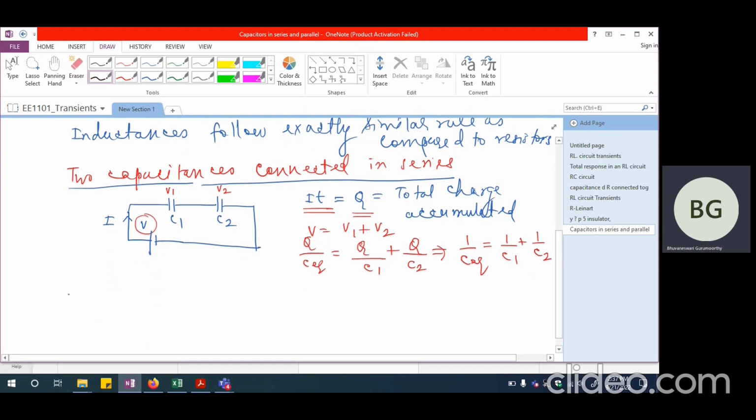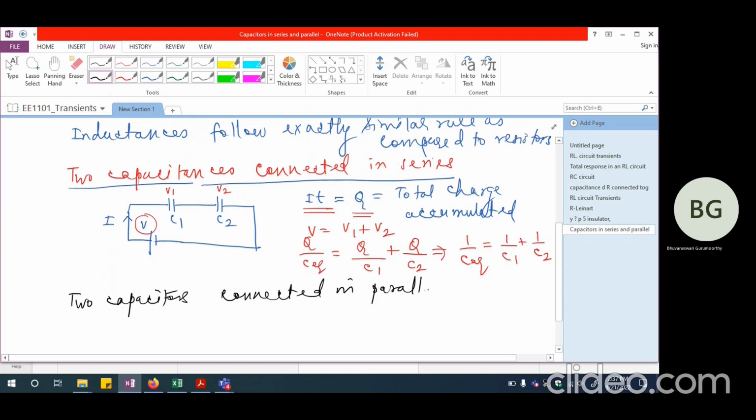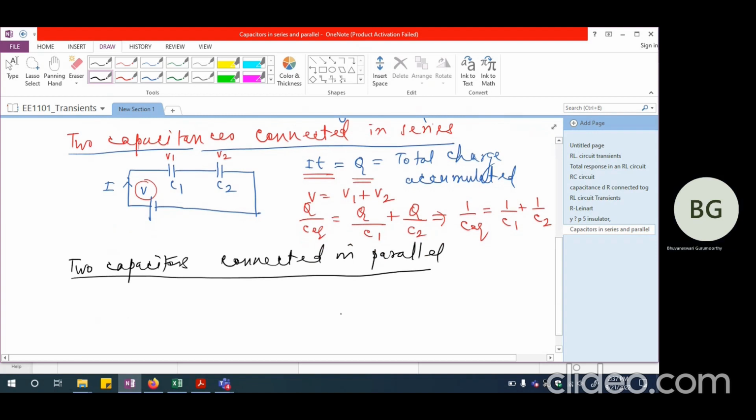Whereas when I have two capacitors connected in parallel, I'm going to have basically the circuit somewhat like this. So I'm going to have the source voltage here, which I'm calling V, and I'm going to have one capacitor connected across like this. Okay, so let me probably redraw this properly.